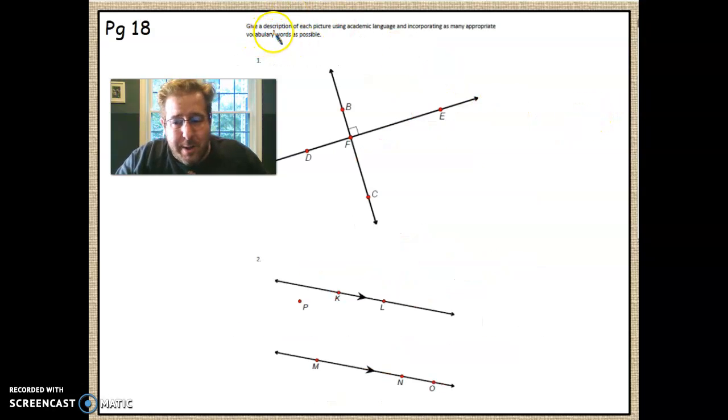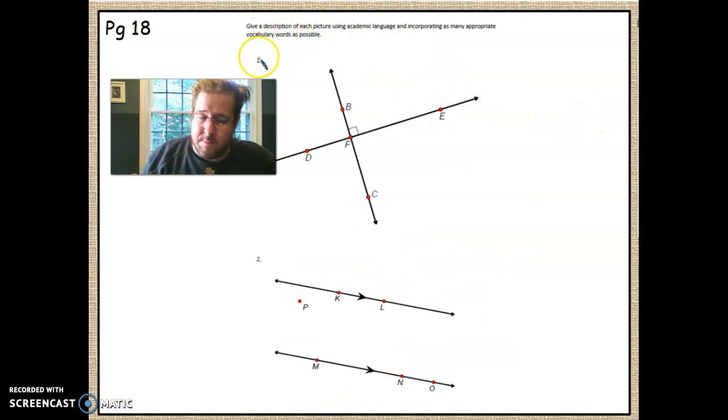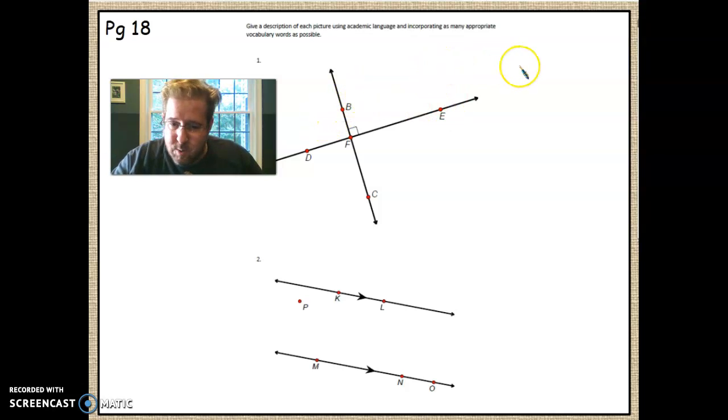Question number 1. Now we're doing kind of the opposite. This is basically a review of what we did 2 lessons ago. Give a description of each picture using academic language and incorporating as many appropriate vocabulary words as possible. I'm not going to be writing everything I say because there's just a whole lot to write, so I'll just describe my way through it.